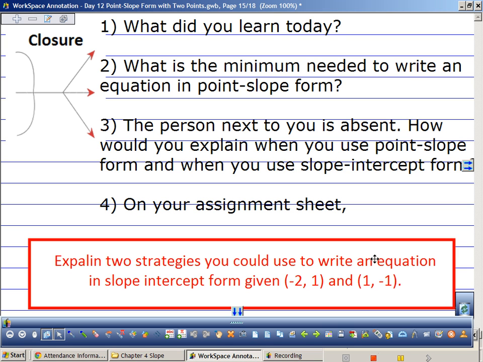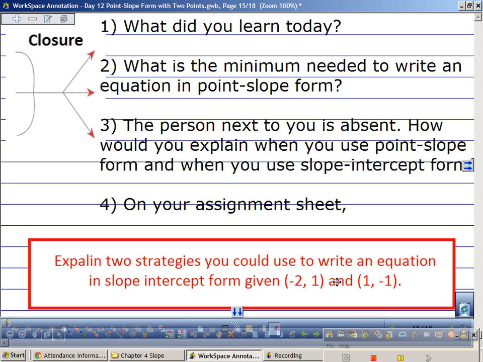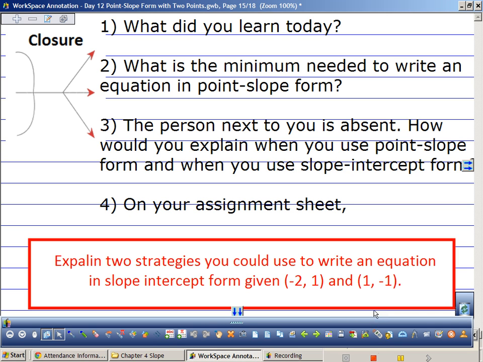Oh, sorry. Explain, spelled wrong. Explain 2 strategies you could use to write an equation in slope-intercept form given these 2 points. Who has an explanation? What are 2 different things you could do? You could use a graph. You could graph it and see if you could find the y-intercept, right? Or use a skeleton and use point slope form. You have to write the question. No. Okay. I would just write 2 forms, have this, and put a graph, and then point slope form. Good job, guys.